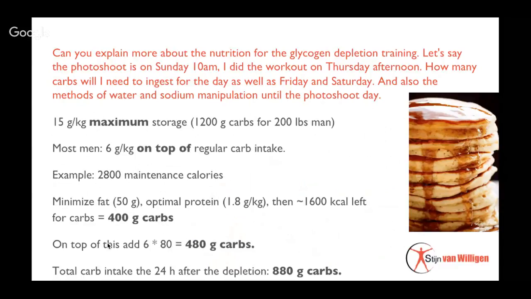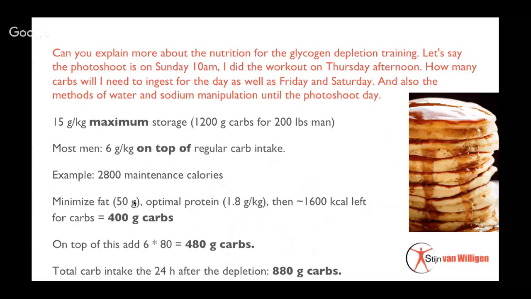And on top of this, after your depletion workout, basically 24 hours after this, the 24 to 36 hours after this, that's how long it takes to replenish the glycogen stores, you want to add 6 grams per kilogram. 80 kilograms, basically 80 kilograms, about 200 pounds, of carbs. So that means 480 grams of carbs. So in total, that would leave you at 880 grams of carbs that you have in a 24-hour period with optimal protein and low amounts of fat.